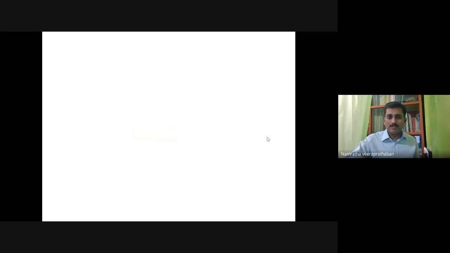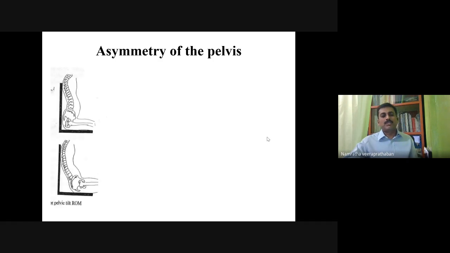Keeping this in mind, now we move on to the asymmetry of the pelvis. We have just seen what symmetry of the pelvis is. We said the pelvis has to be in slight anterior tilt with no rotation and no obliquity. Now we will see the asymmetry of the pelvis. There are posterior pelvic tilt, anterior pelvic tilt, pelvic obliquity, and pelvic rotation. There are 4 asymmetries of the pelvis.